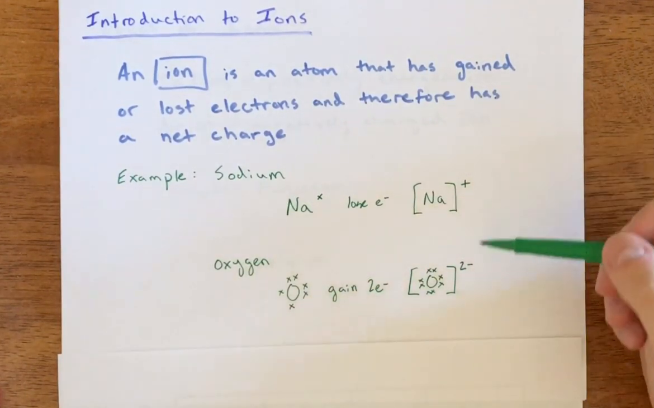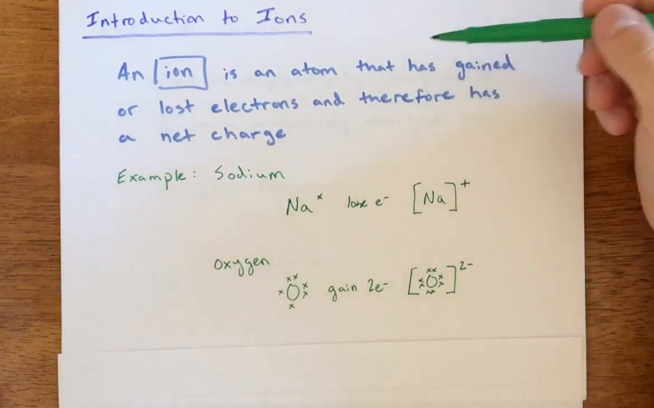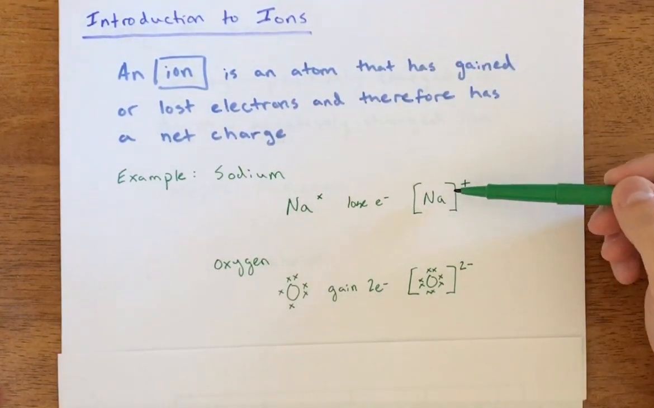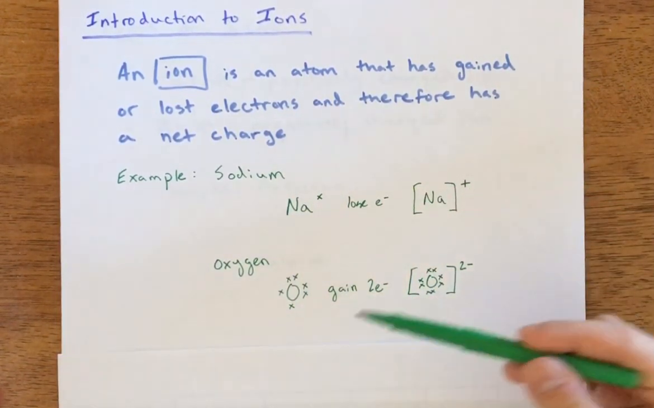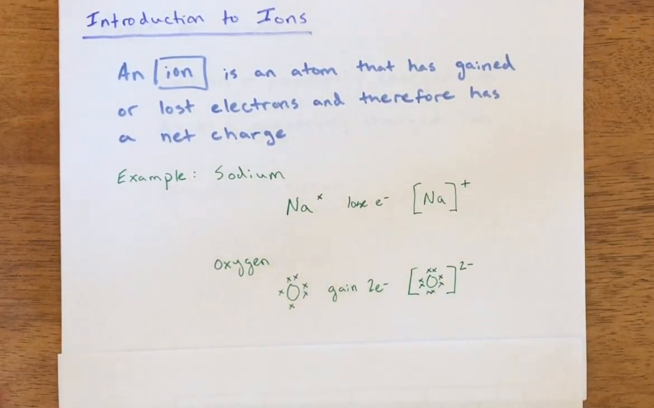And this is also an ion. So an ion is an atom that has gained or lost electrons. In this case, it's lost electrons. In this case, it's gained, and therefore has a net charge. If you lose electrons, you're positive. If you gain electrons, you're negative.